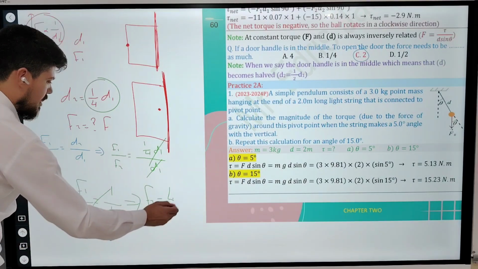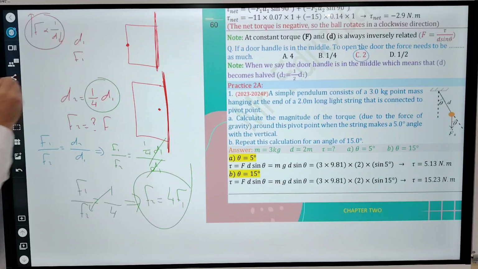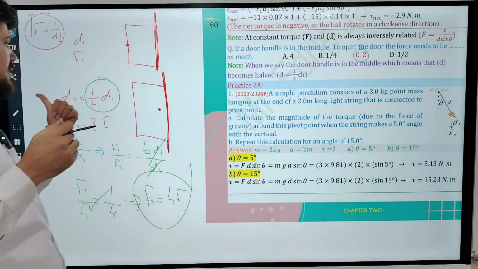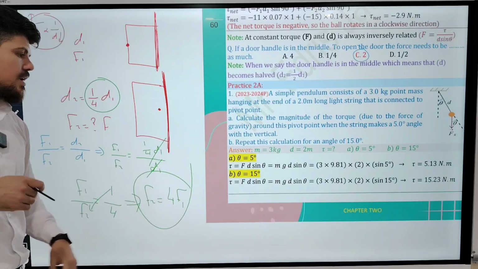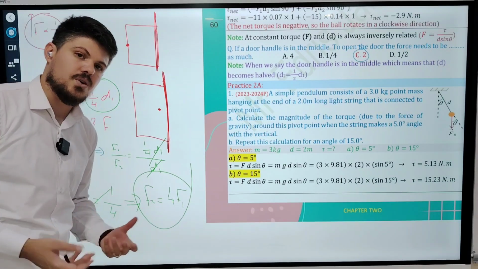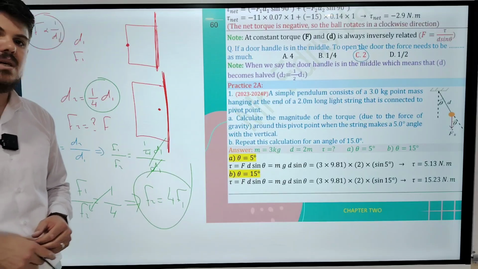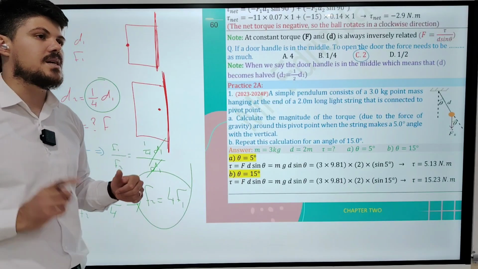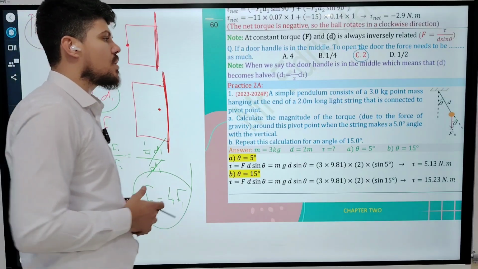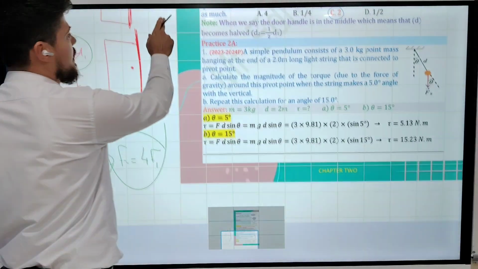4 times F1, 4F1. So, if you change the handle of the door to a quarter of the initial length, you require more force and the force becomes quadruple. When does the force become quadruple of the initial force? When the distance decreases by a factor of 4, if the distance of the handle becomes a quarter of its initial distance.